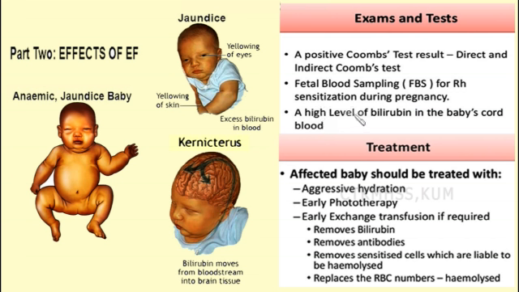And then a high level of bilirubin in the baby's cord blood. So, when there is a high level of bilirubin, that can also be detected with certain tests. What are the treatments that can be given? The affected baby should be treated with aggressive hydration, that is intravenous hydration will be given.